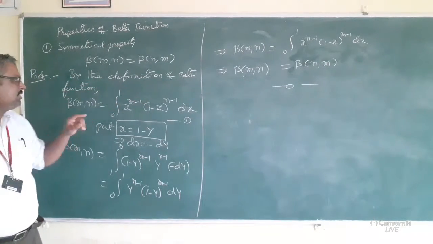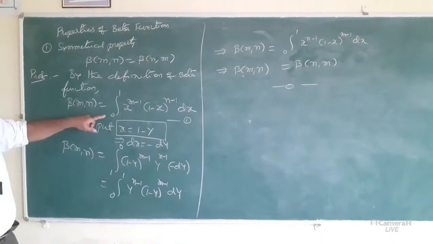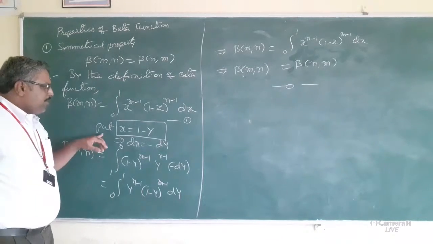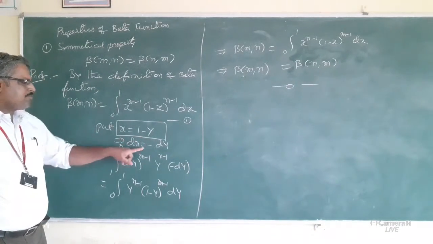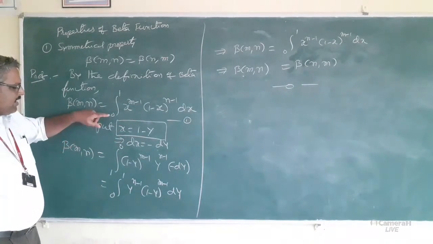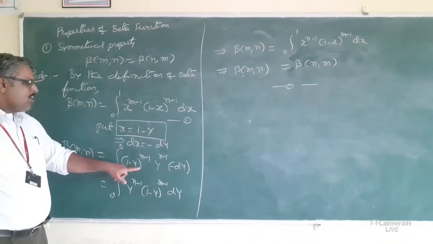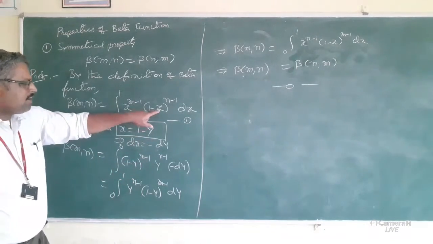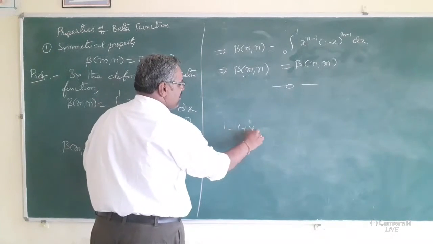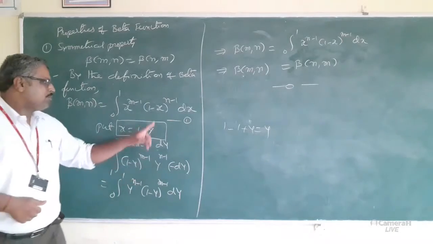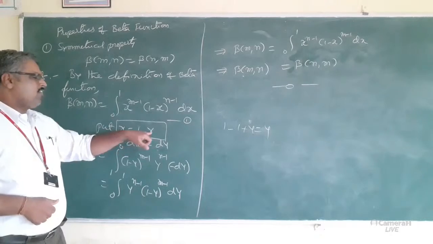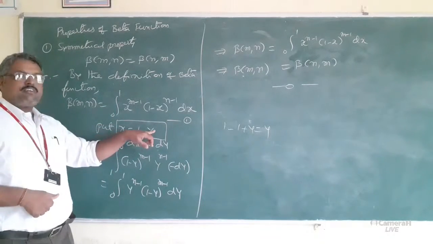By the definition of beta function, beta mn equals integral 0 to 1 x power n minus 1 into (1 minus x) whole power n minus 1 dx. If you put x equals to 1 minus y, dx becomes minus dy. If you substitute these in equation 1, x becomes 1 minus y, and 1 minus x is y, so y power n minus 1, dx is minus dy. Now limits: if you put x equals to 0, y becomes 1. If you put x equals to 1, y becomes 0.